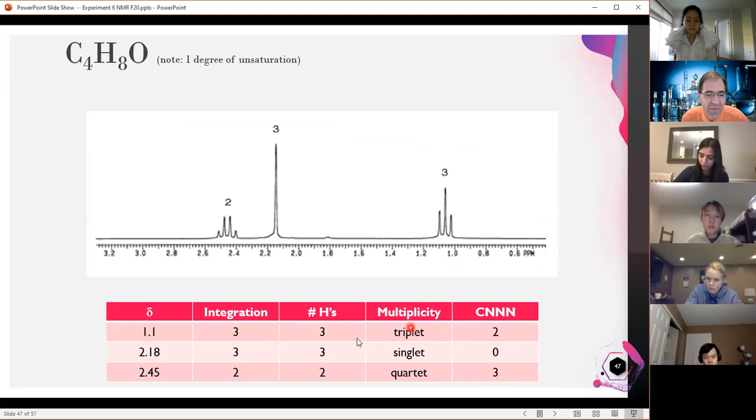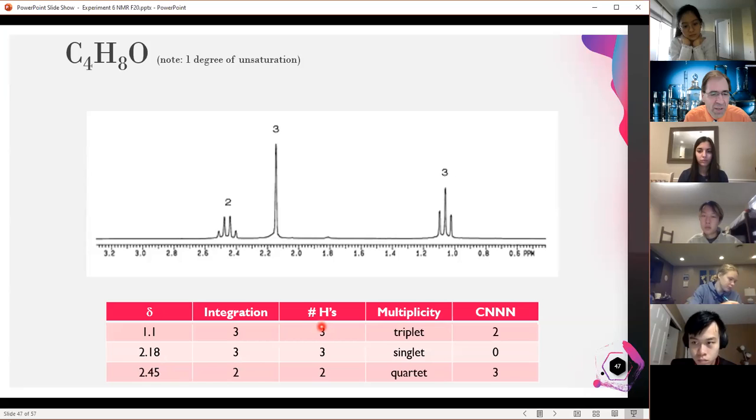You need to have 3 protons. Well, what gives you 3 protons? Well, almost always that's a methyl group, right? Because it's very hard to get 3 equivalent protons that are anything but a methyl group. It can be done, but it's hard. So this is probably a methyl group, and this is probably a methyl group.